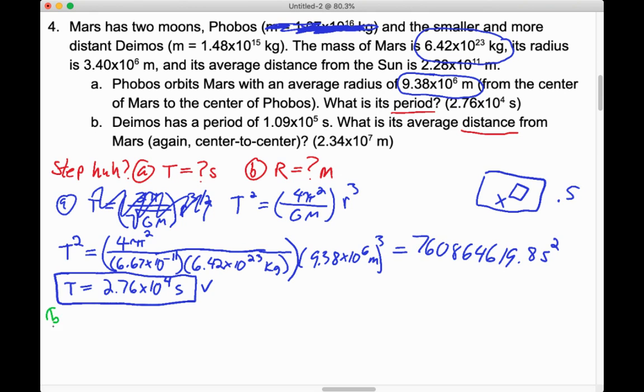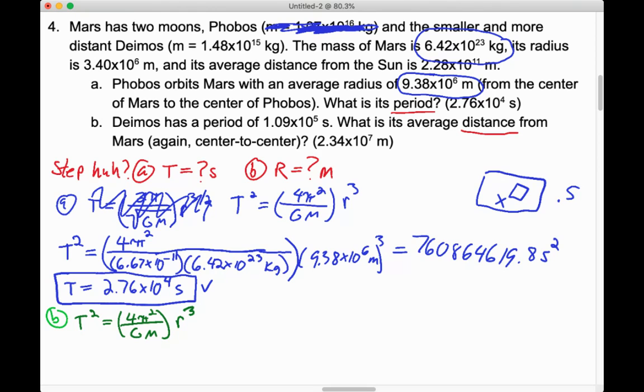So yeah, in part B, let me make it a little darker. In part B, we're trying to figure out the average distance from Mars. So what I would do is copy down the pretty version of Newton's version of Kepler's third law. So 4 pi squared over GM times r cubed. So the thing we're actually trying to solve for here is r.